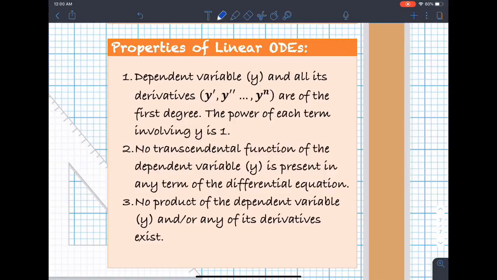The second criterion is that no transcendental function of the dependent variable is present in any term of the differential equation. So take note here that we are only talking about the dependent variable, not the independent variables. Our main focus in determining the linearity of a differential equation will only be on the dependent variable. In this case, that would be y.